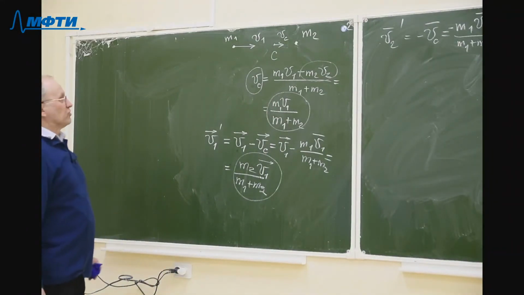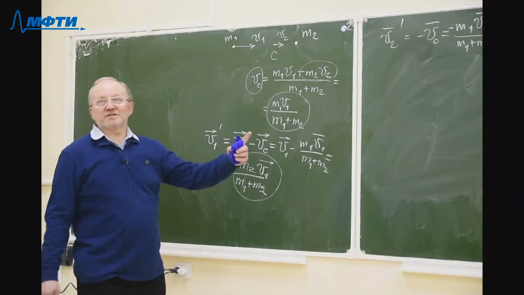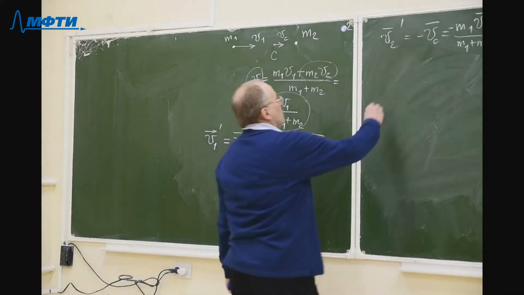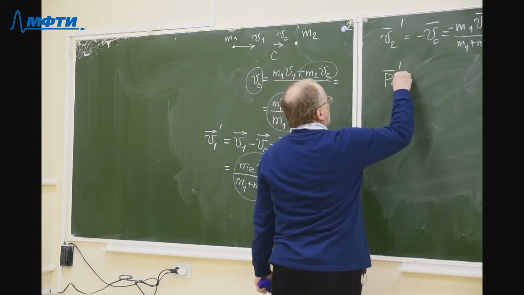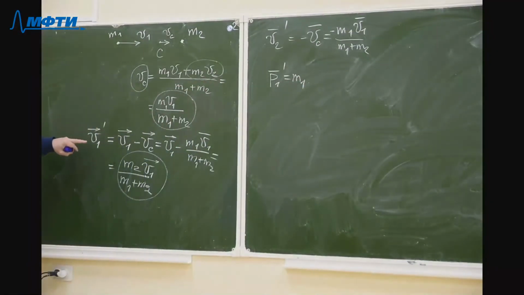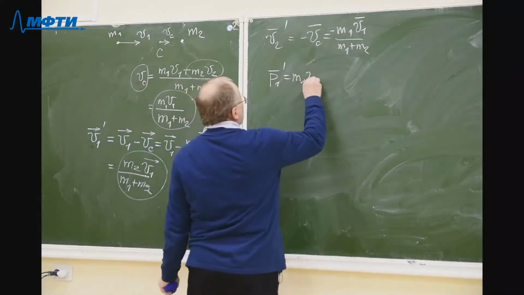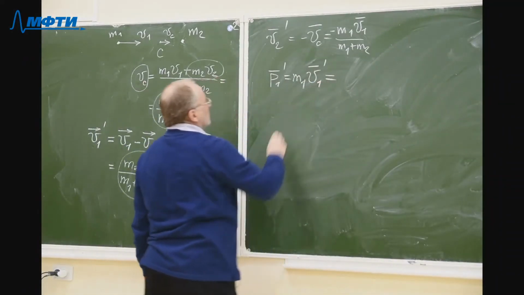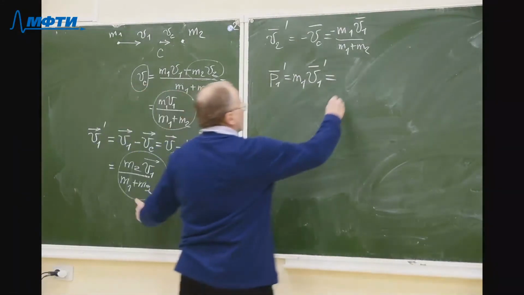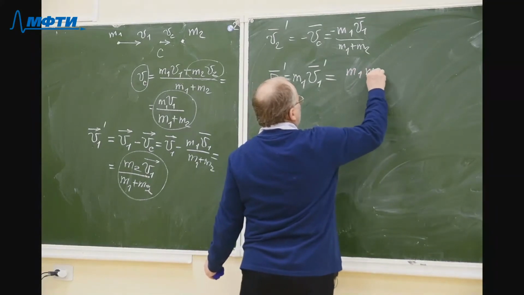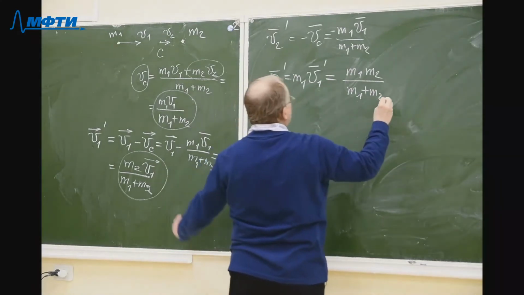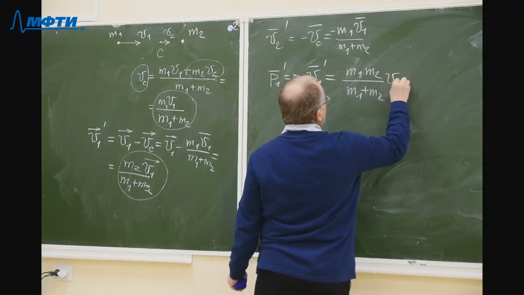What will be the momentum of the first particle and the second particle in the new reference frame attached to the center of mass? The momentum of the first particle will be its mass m1 multiplied by its velocity v1 prime. By definition of momentum, we know the velocity v1 prime, and we use this expression here. So I obtain m1 m2 divided by m1 plus m2 times v1.